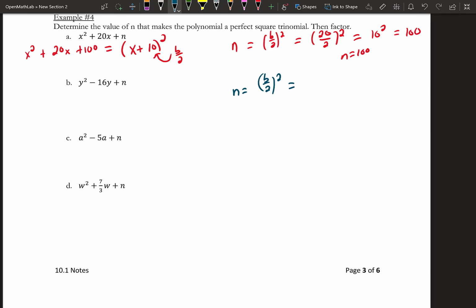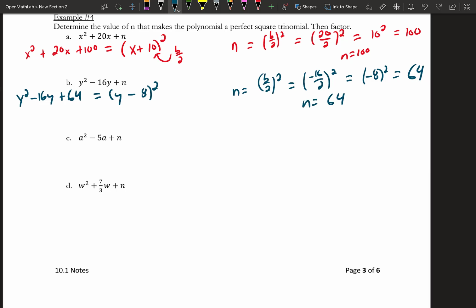So this would be negative 16 divided by 2 squared, which equals negative 8 squared, which equals positive 64, right? So n equals 64. And then if I fill that in, this is equal to y minus 8 quantity squared, right? Because b divided by 2 is negative 8, right?